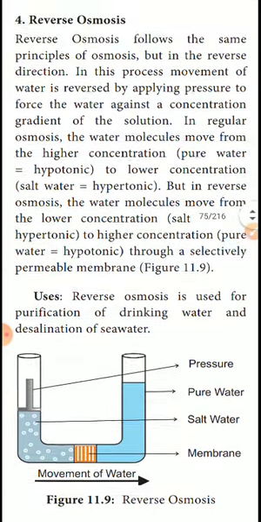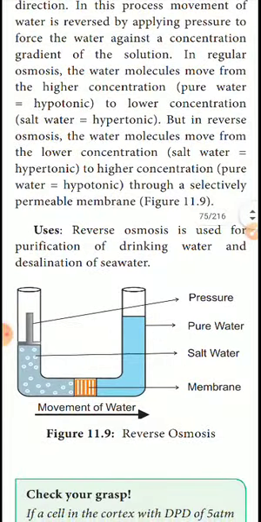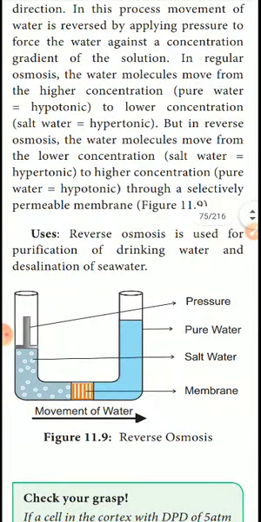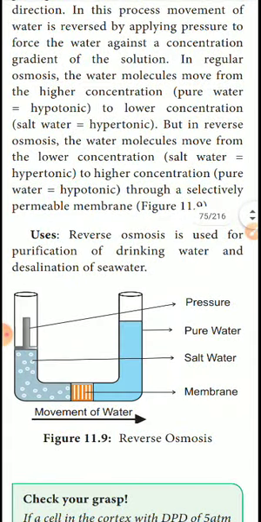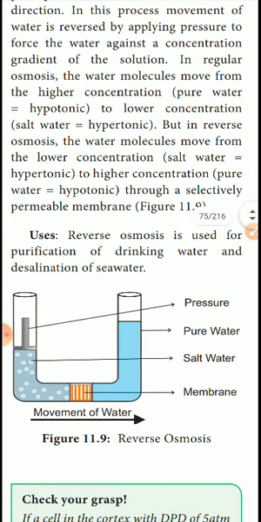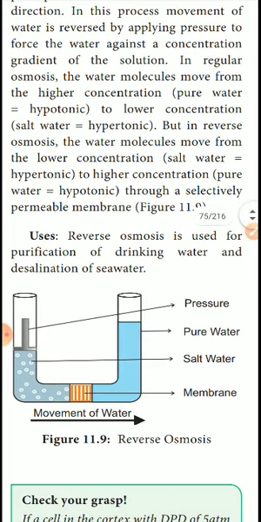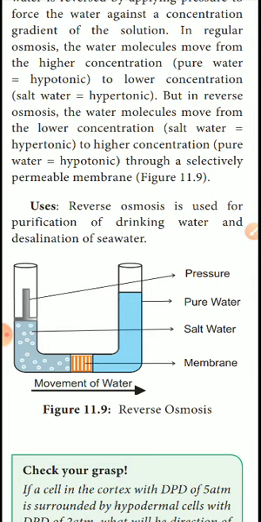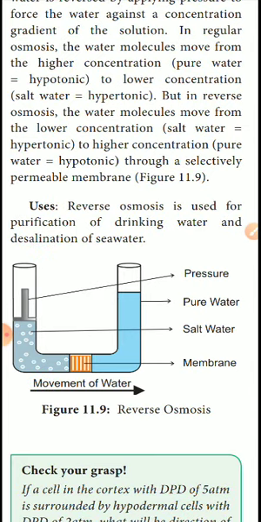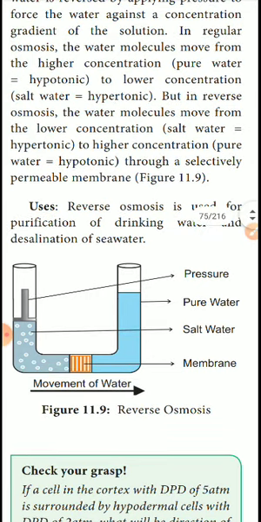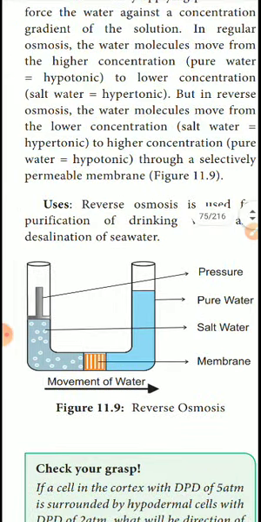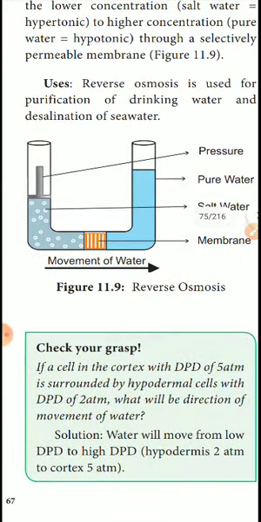This is where we can use reverse osmosis. Where it is used, I already told you: purification of drinking water. In this method only we are using it. Desalination of seawater: we can take all the salt content out of that water. This we call desalination of seawater, and it is a method of reverse osmosis.